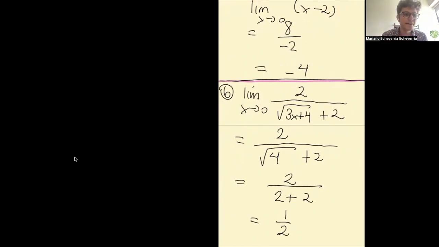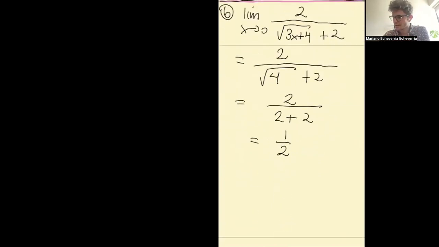Now seven was the most problematic one, because again, I haven't told you how to do it. So I'll skip seven for now because I want to spend more time on it. So let's just go over eight. Let me go to eight now.